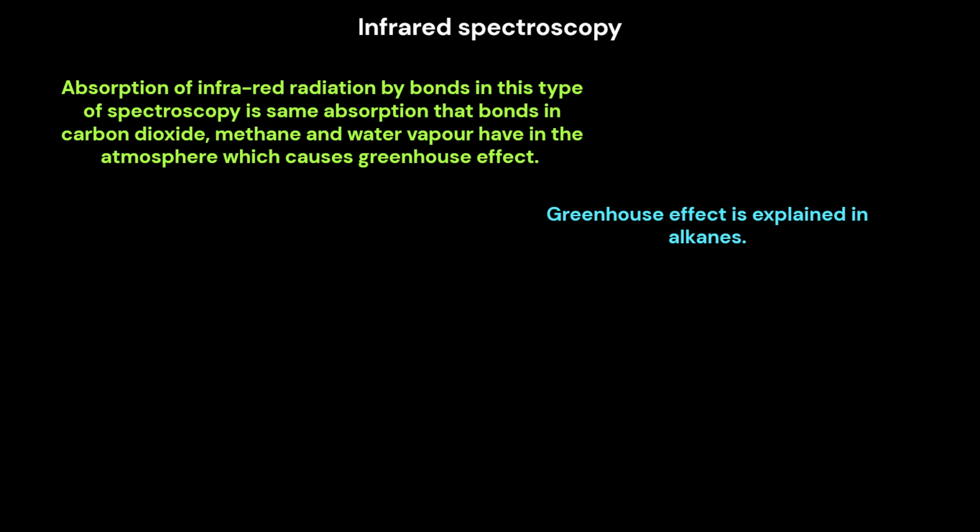The absorption of infrared radiation by bonds in this type of spectroscopy is the same absorption that bonds in carbon dioxide, methane, and water vapor have in the atmosphere, which causes the greenhouse effect. The greenhouse effect is explained in alkanes.